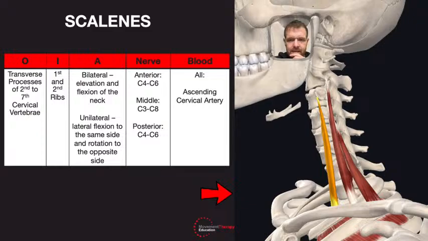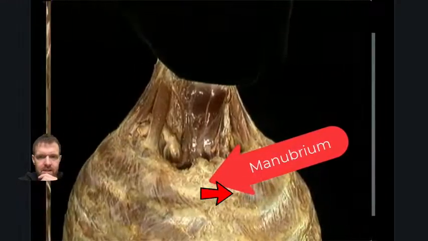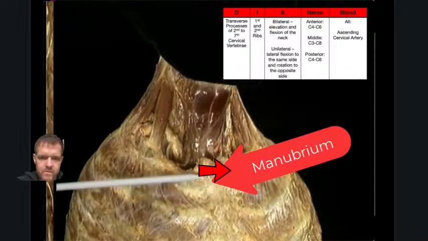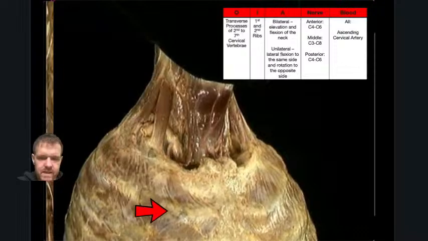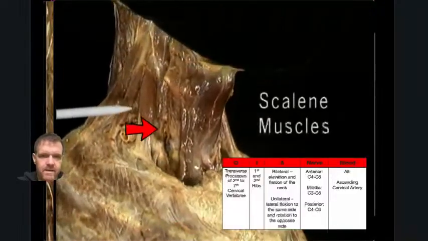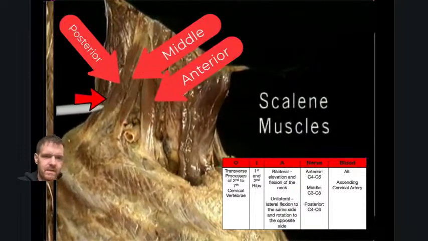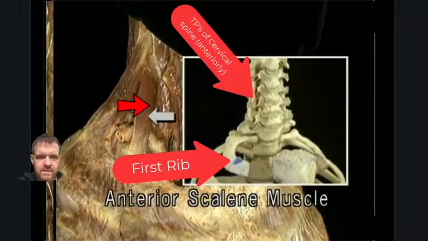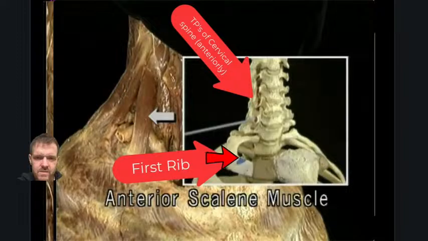Let's have a look at those. Here are your scalenes. Here we go. We've got the sternum there. There's your first rib, second rib just there. And then these are your scalene muscles. We've got three of them: anterior, middle and posterior. We'll talk about what that is when we get to the shoulder. So we've got anterior scalene attaching onto the first rib just there.